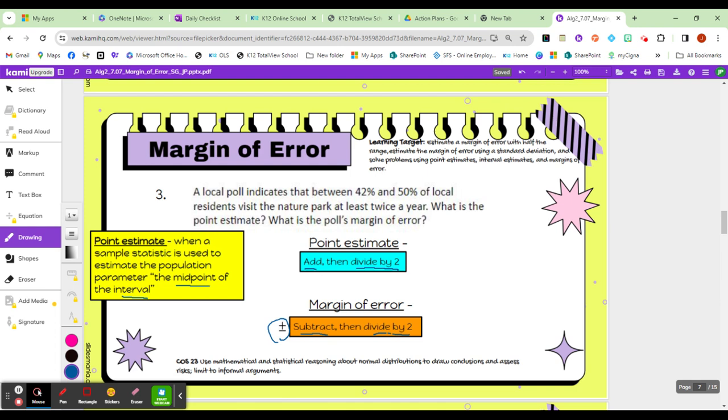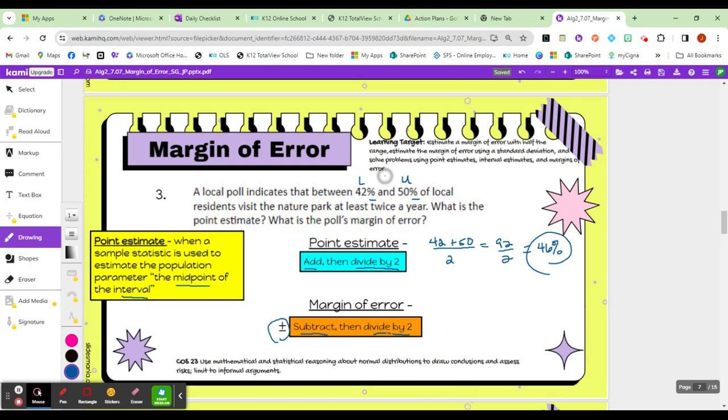A local poll indicates that between 42% and 50% of local residents visit the nature park at least twice a year. What is the point estimate? So here's my lower limit, and here's my upper limit. Lower is always smaller than upper. To find my point estimate, I add these. It doesn't matter what order you're adding in. It does matter what order we subtract in, but we add these and divide by 2. That gives me 92 divided by 2, which is 46. These were percents, so this will be 46%. That's my point estimate.